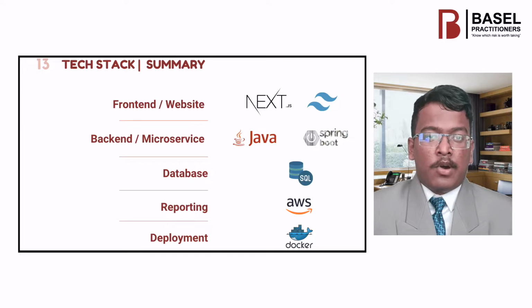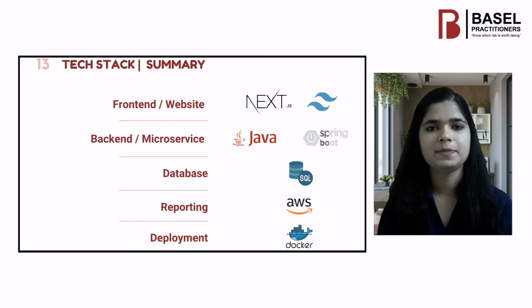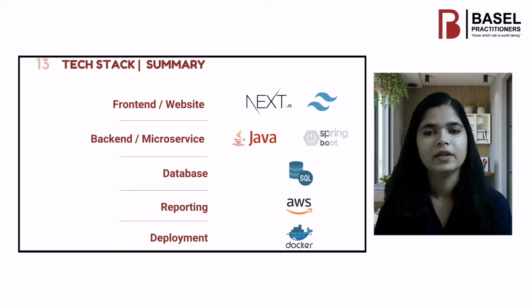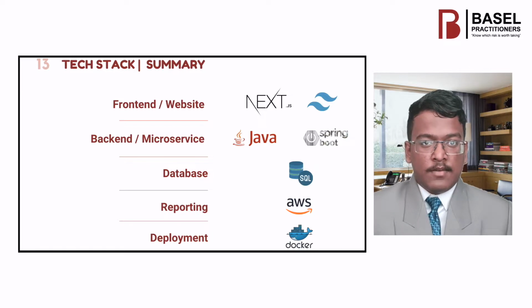Our tech stack for BPPL ramps consists of Next.js and Tailwind for the front end and website. We use Java and Spring Boot for backend, any SQL database as the database layer, AWS QuickSight for reporting, and finally, Docker for deployment.